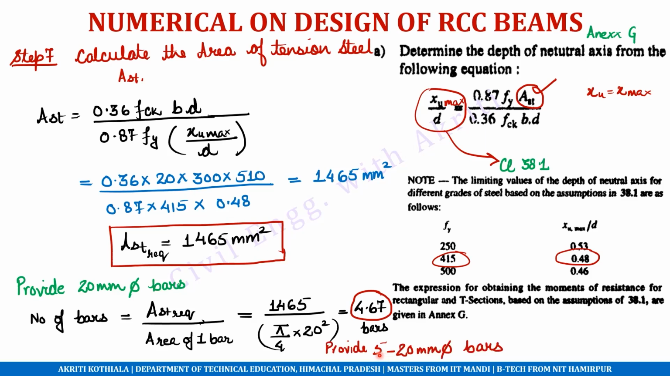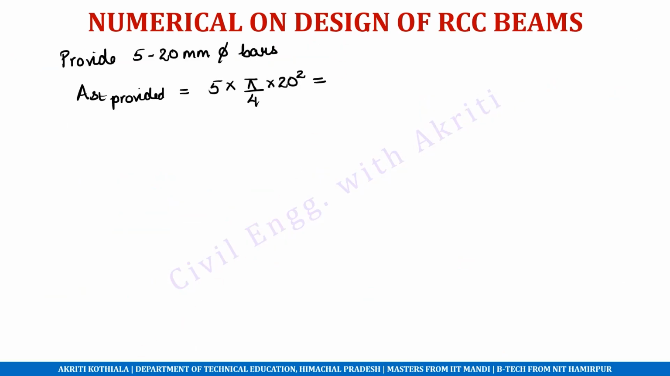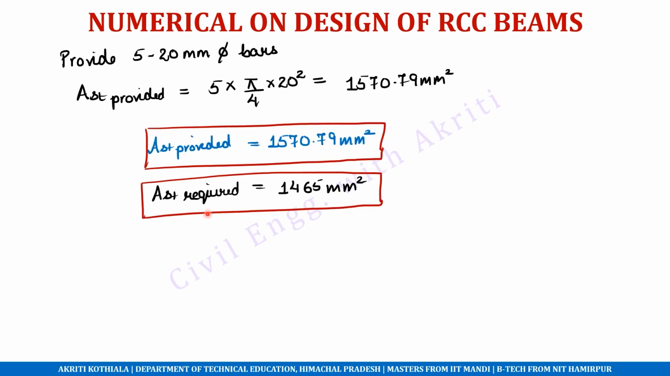Now when we increase, although 4.67 and 5 are very nearby, still we have increased the area of steel which we have provided. So we'll calculate this provided area of steel, which can be simply calculated by multiplying 5 into the area of a single bar. This calculates to be equal to 1570.79 mm square, whereas the required AST was 1465 mm square. We will require both these values in the future steps, so keep both these values handy.